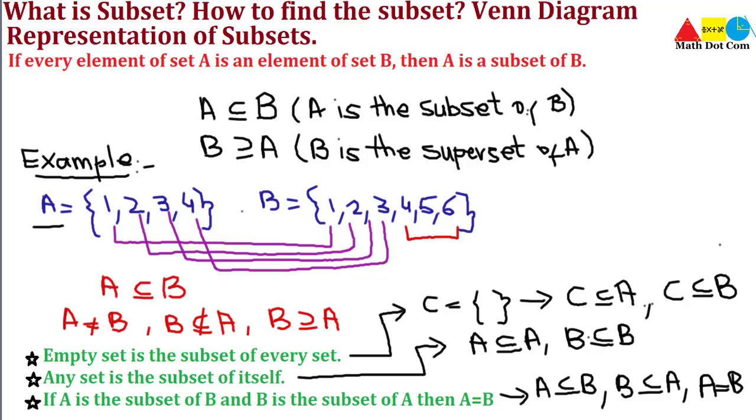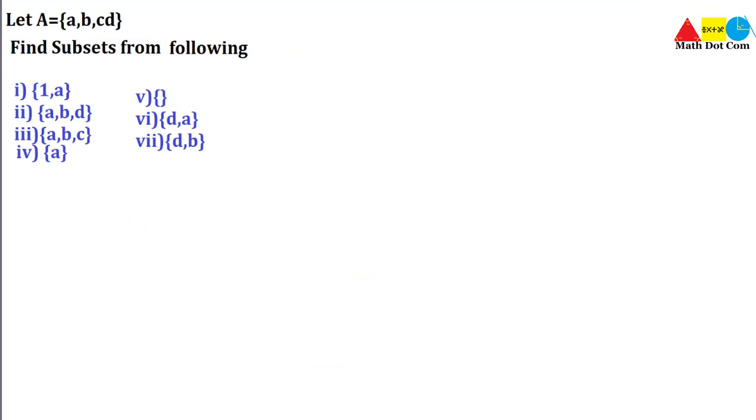So let's have one more example. If you are given a set like A equals {a, b, c, d}, and you will be asked to find subsets from the following, how will you see whether these are subsets or not, keeping in mind the concept that we have learned? So we have option 1 and a. Is {1, a} a subset of A? No, because we don't have 1 in the set A, so this is not a subset of A.